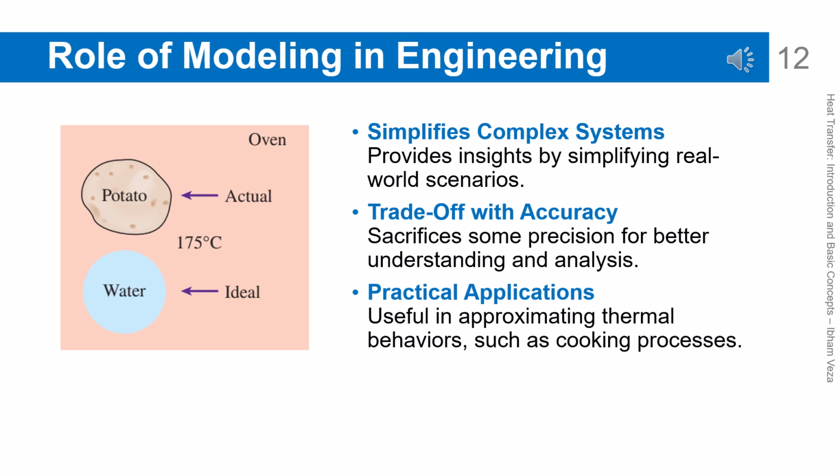Role of modeling in engineering. Modeling is used to simplify complex real systems so they can be analyzed in a rational way. This simplification always involves a trade-off between accuracy and analytical convenience. With a model, the thermal behavior of a system can be predicted without performing expensive experiments.